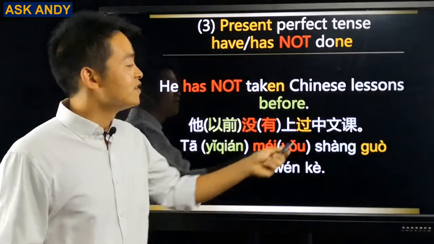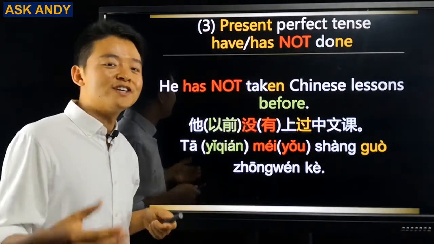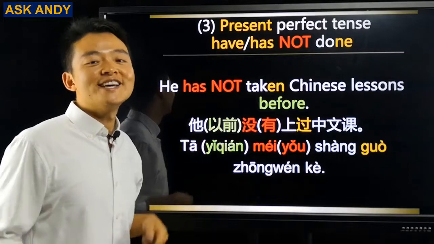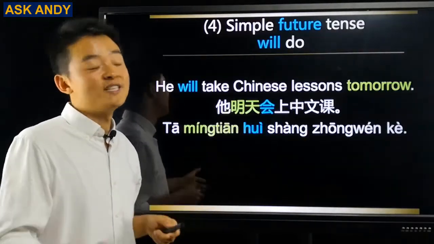And in Chinese, we have this 过. You can take this 过 as the NE there. It's so similar in these two languages. So for this point, it should be easy for you to understand and remember. Let's move on with number 4, simple future tense, will do.